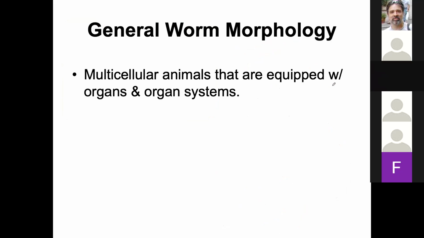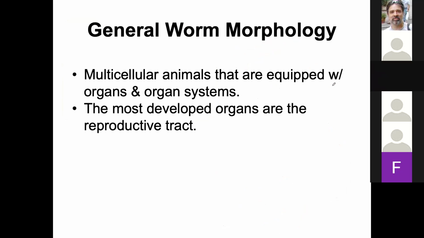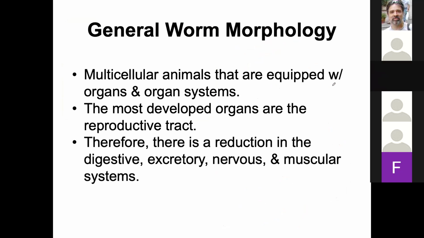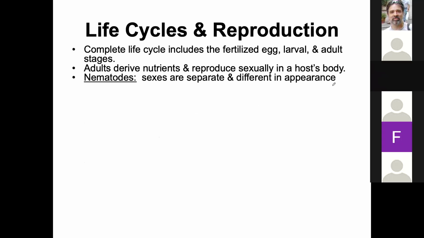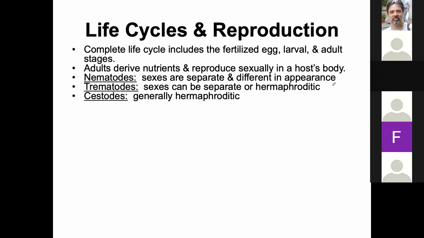Multicellular animals equipped with organs and organ systems make this the most complex of the pathogens we've dealt with. The most developed organs, as we indicated, are the reproductive and the GI. As a result, there's a reduction in other systems. They have a complete life cycle that includes a fertilized egg, a larval, and an adult stage. Adults get their nutrients and reproduce sexually in the host.